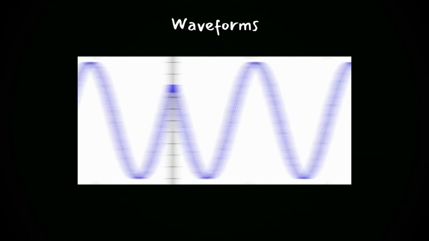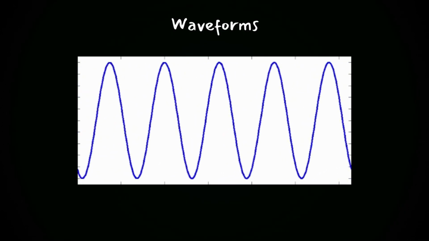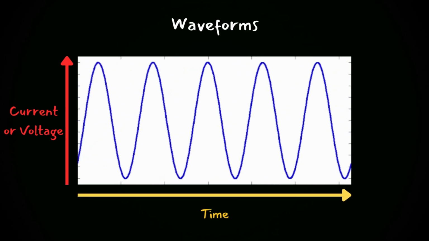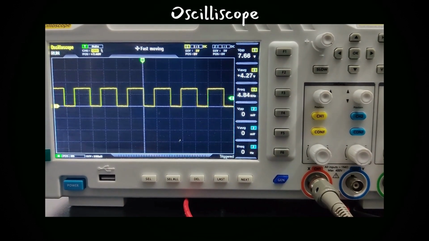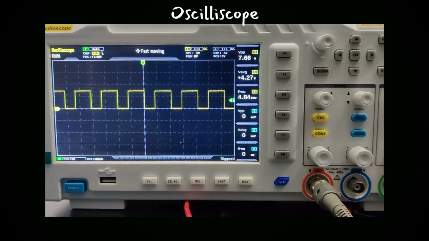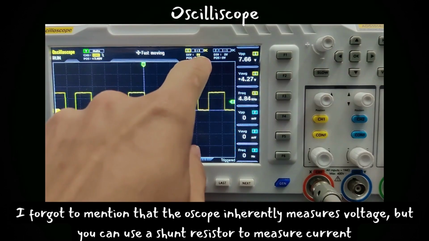Starting with waveforms. What are they? Well, they are visual representations of either voltage or current over a certain amount of time. In electronics, we use a tool called the oscilloscope, or oscope for short, and its job is to measure either of these values and spit them out on the screen. This allows you to see how a circuit is behaving internally.